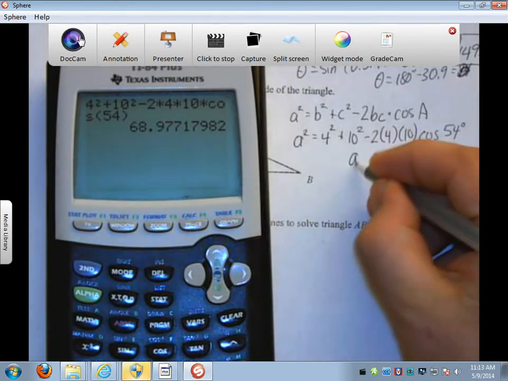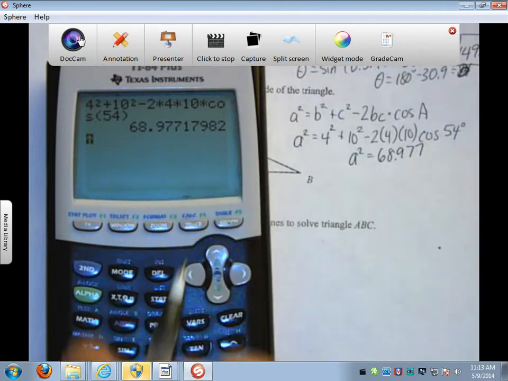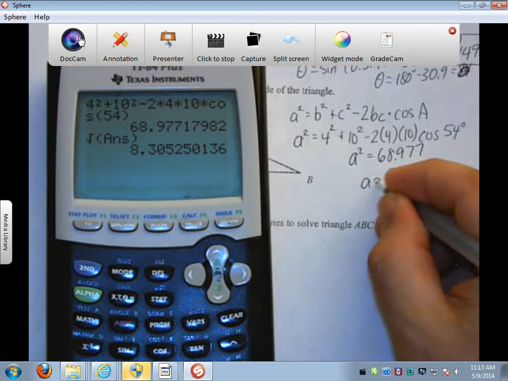So a squared is about 68.977. So we take the square root to find a. A is about 8.305.